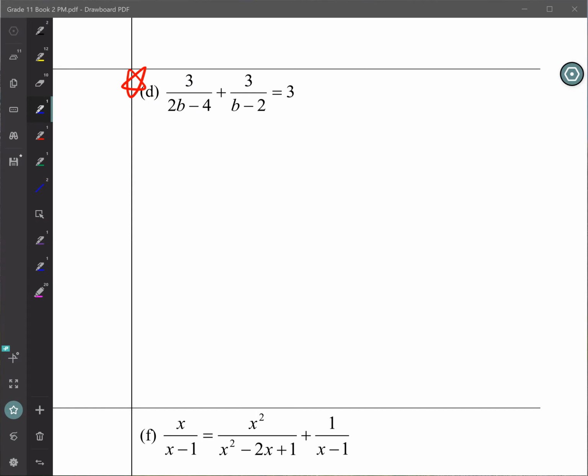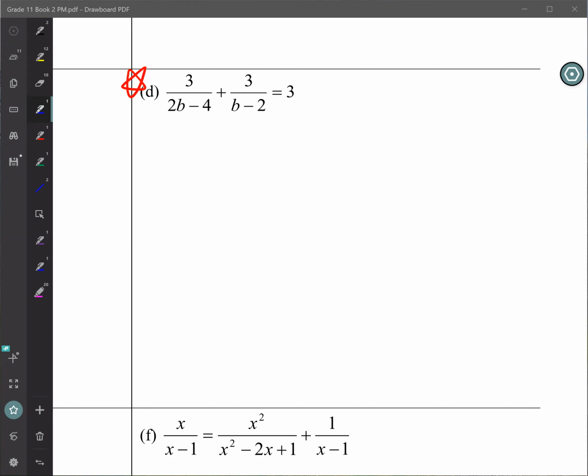Move the 3 to the left side. No, that's... Oh, the very first thing. You don't need to move anything. Find the common denominator. Not yet. Can you factor first? Yes, always factor first.